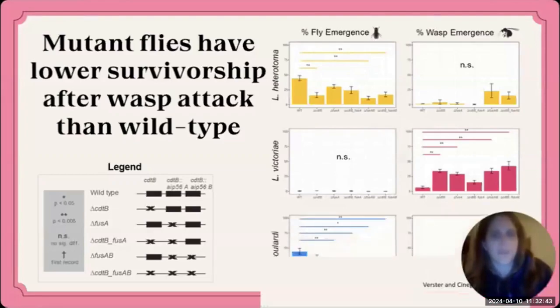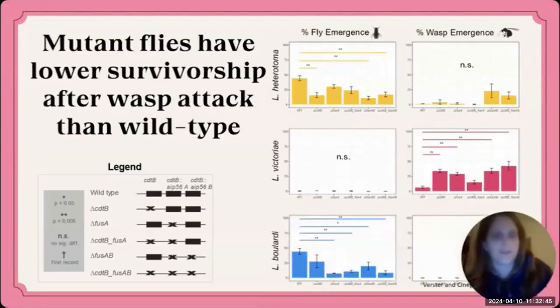And in Leptopilina boulardi, we saw that yes, there were more wild-type flies that seemed to survive. But as you can see over here in this image, the reason that I had this little cross sign is because apparently, according to the Ando lab, they had never seen this wasp species emerging from this fly before. So I was very pleased that this triple knockout managed to lead to this unusual survival of the wasp.